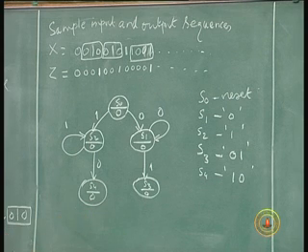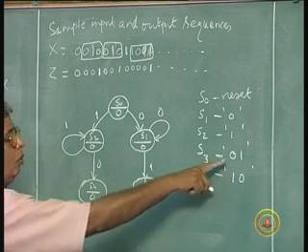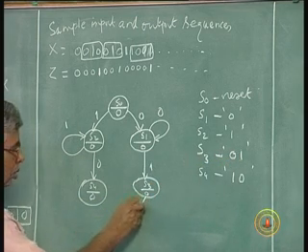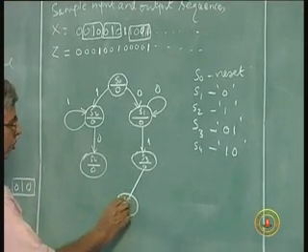Let us complete this. Now, in S3 if a 0 occurs, what will happen? 0 1 0 completed, correct? It will go to S5.